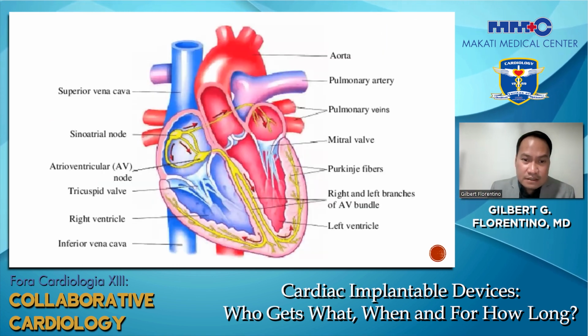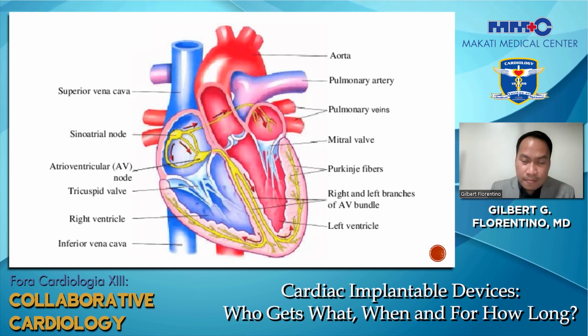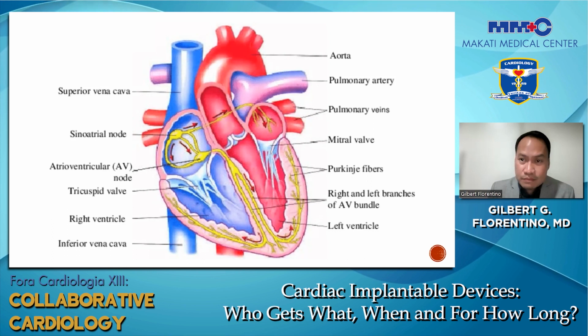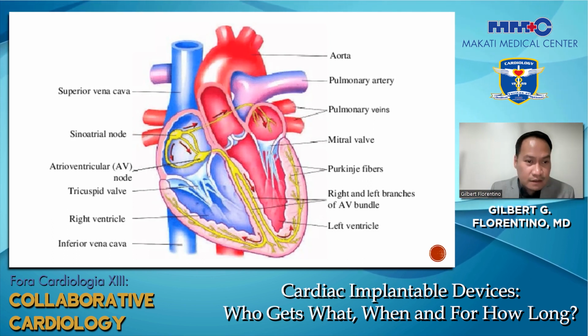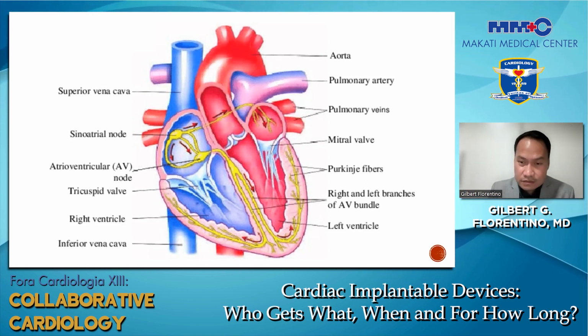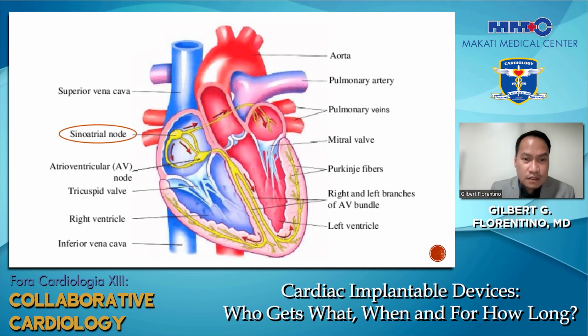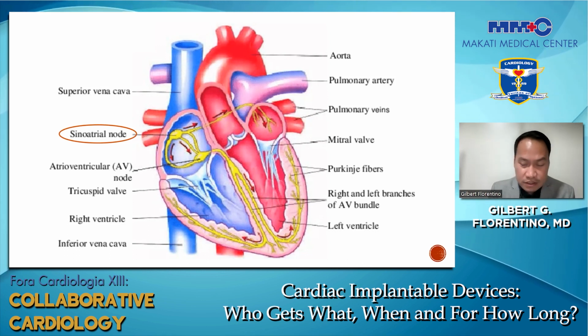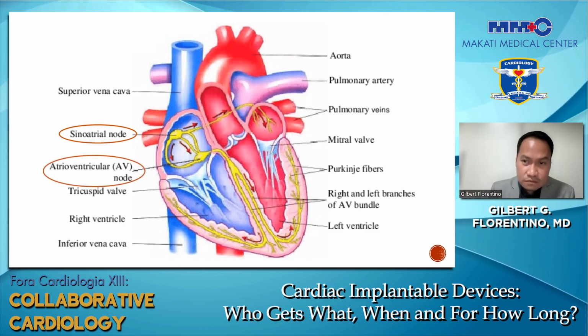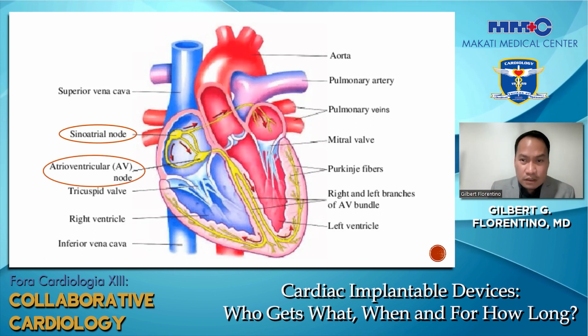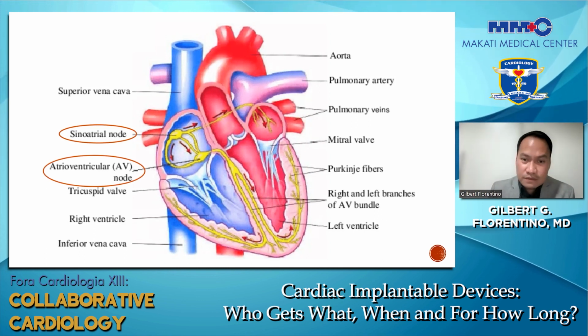Let's review the basic electrical conduction system of the heart. In a normal situation, we produce our own heartbeat, and it takes place in our SA node, the sinoatrial node. It usually discharges at the rate of 60 to 100, and depolarizes the atrium, which is the P wave in your ECG, and conducts to the AV node, down to the His bundle to the Purkinje fibers.